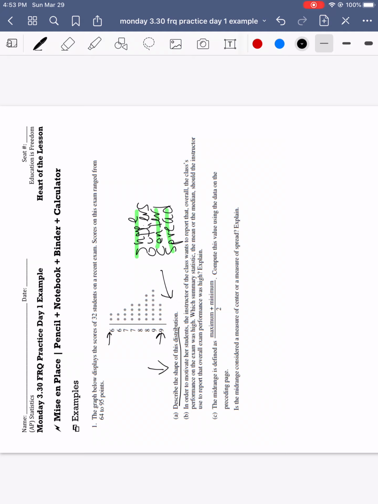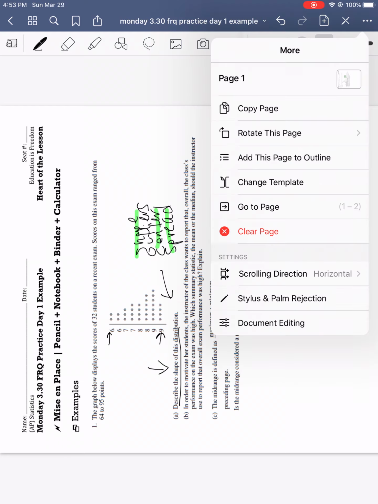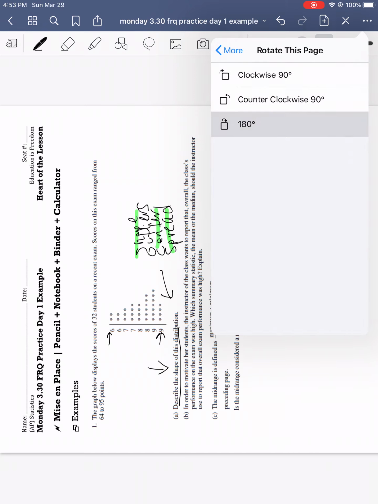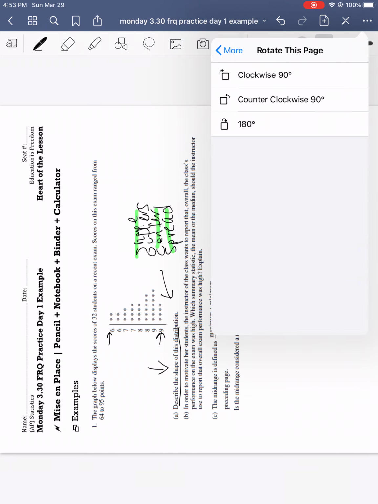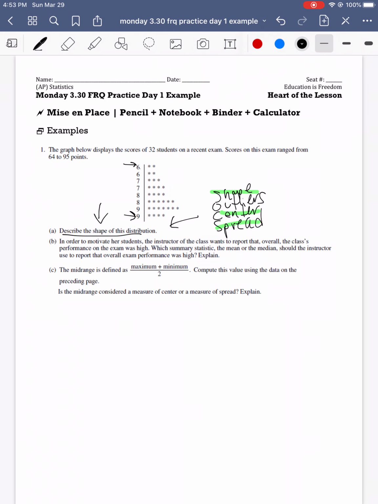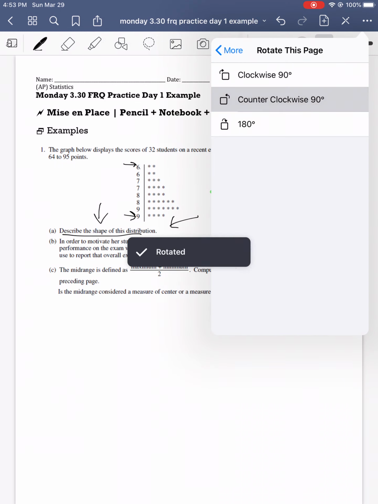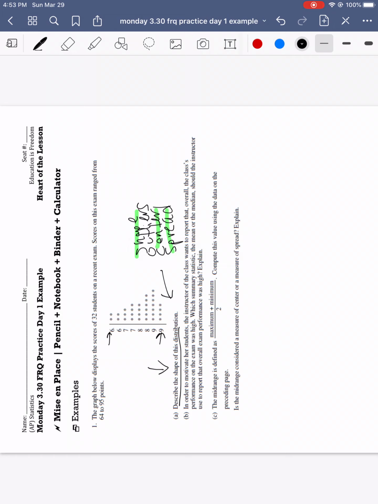If for some reason we started from 9 and then went down to 6, we would need to flip our paper again to look like it's flipped the other way. So it's counterintuitive, but that's what we're looking at here. Because we're going from 6 to 9, we're good to go.